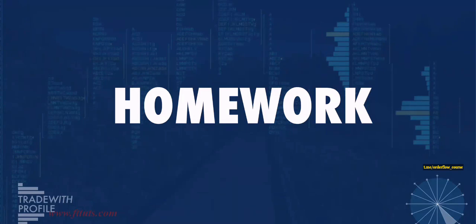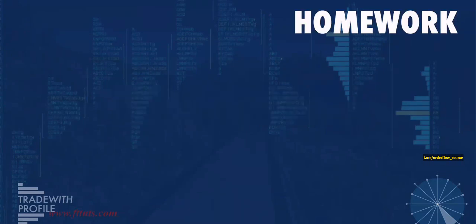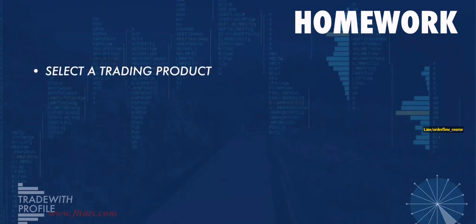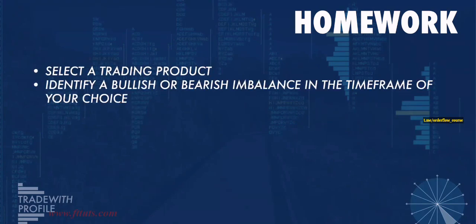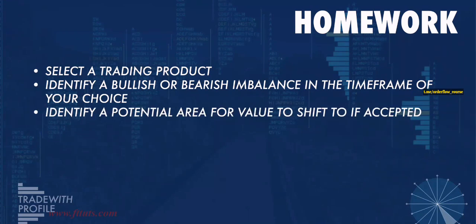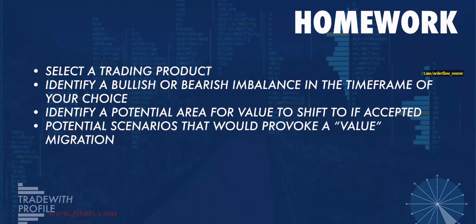Okay, homework to help you refine these, and I realize it takes time to see these aspects of the auction. So the best way to do it is just to select a trading product, and at first try to identify a bullish or bearish imbalance in the time frame of your choice, and then identify a potential area for value to shift to if accepted. And then on top of that, add additional scenarios: if value was to shift, what would provoke a value migration? Where might value shift to?